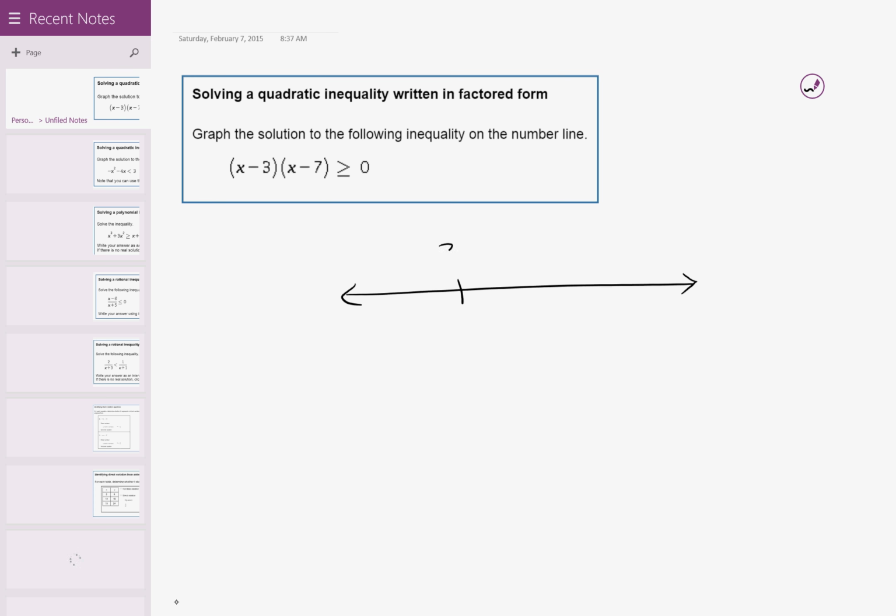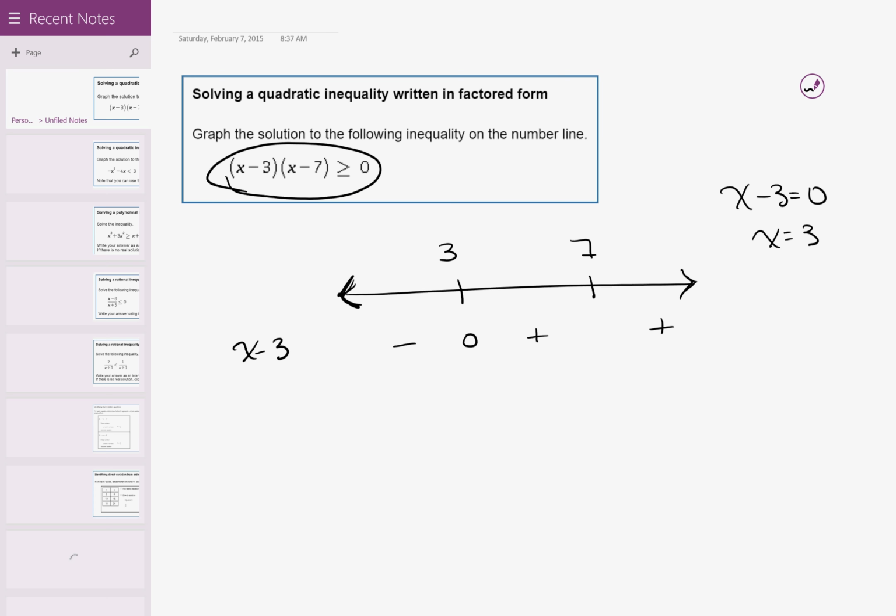I am again going to draw my boundaries, the points at which this equals 0. Oh, I should have had solid circles instead of open circles on that last one. And I have a factor x minus 3. Well, this is negative, and then it is 0, and then it is positive, right? x minus 3 is equal to 0 where x is equal to 3. And that's what I have right here, 0.